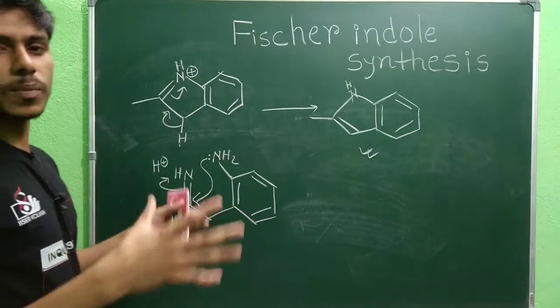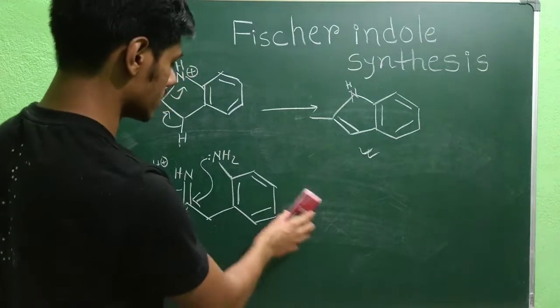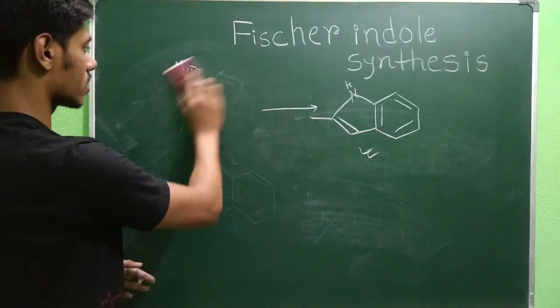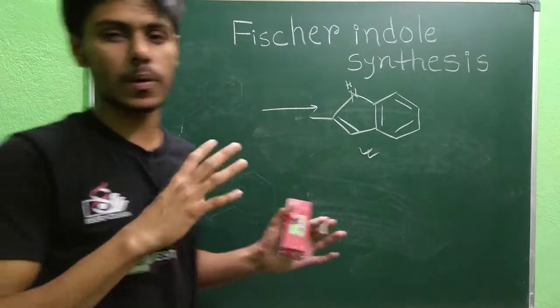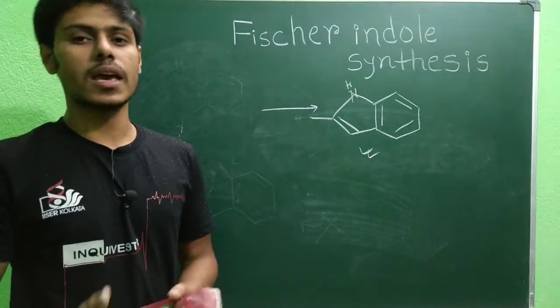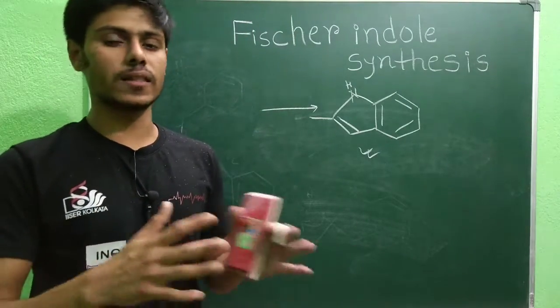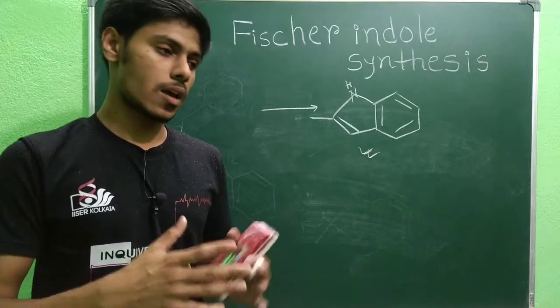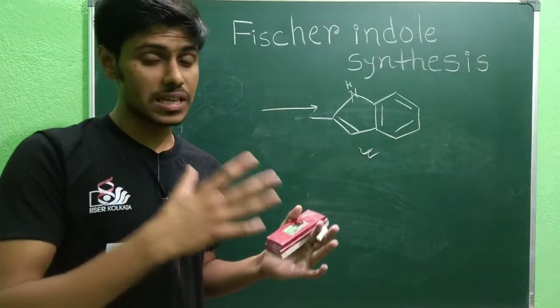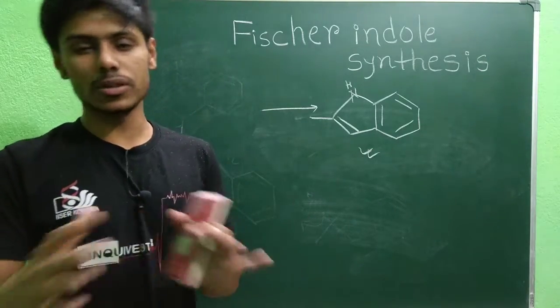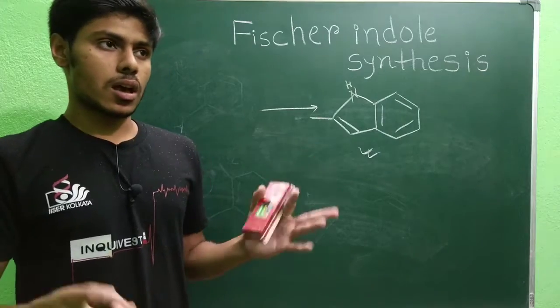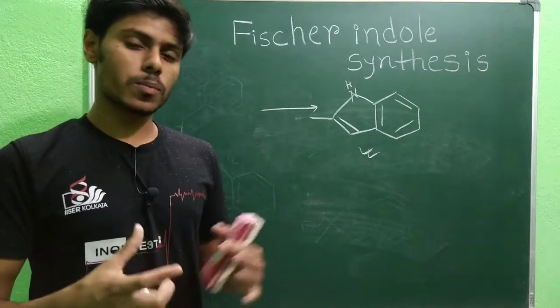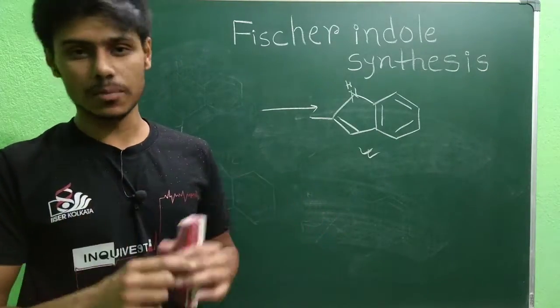So this is the standard mechanism of the Fischer indole synthesis, and you can see this reaction involved a lot of steps. In the first step it forms the imine, then the formation of the enamine through tautomerization, and in between, the most important step is the 3,3 sigmatropic rearrangement.